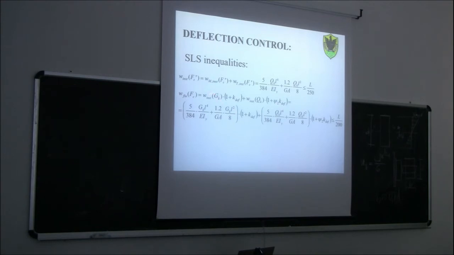How do we calculate the instantaneous deflection due to Gk? Exactly like the formula that we saw before. So again, we have the sum of the bending component of deflection plus the shear component of deflection. But in this case, of course, the Qk was replaced by Gk. And of course, here again, the same as above. Okay? This should be less than or equal to L divided by 200.